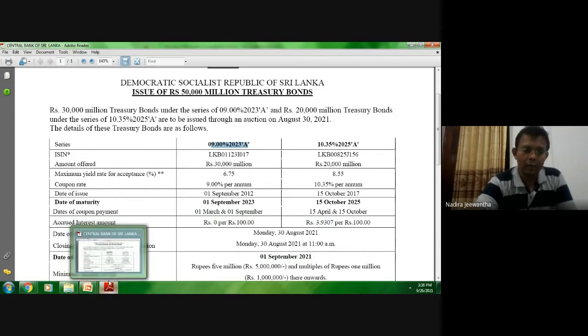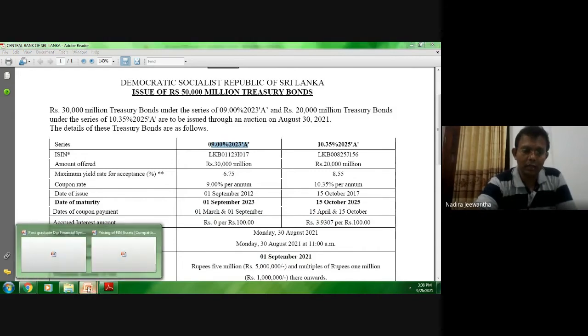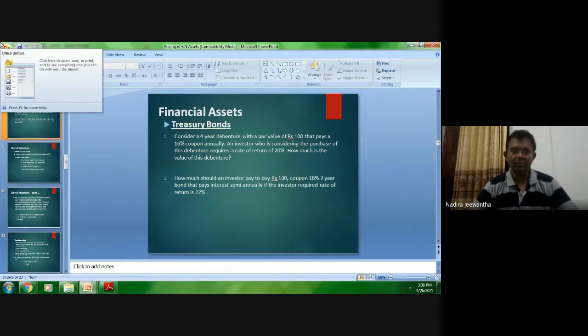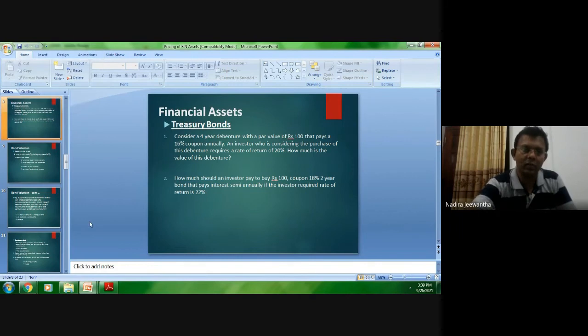Right. Now coming back to this, basically here we are finding out what the pricing is. Based on the cash flows only we are generating. Now, what are the cash flows we are getting by investing in this particular debenture?